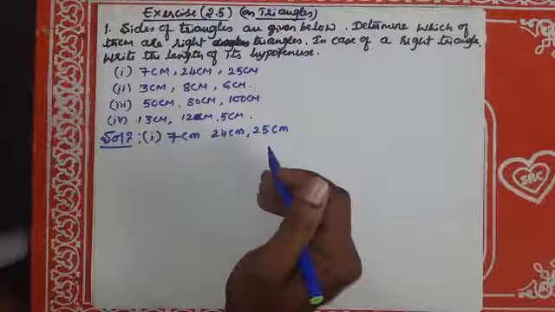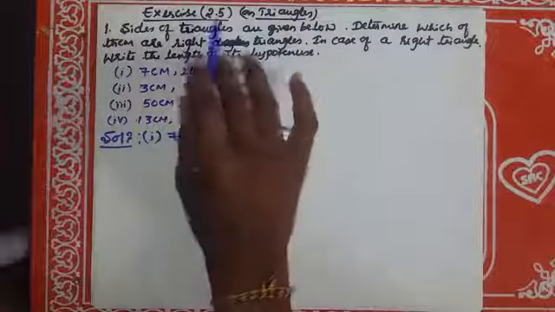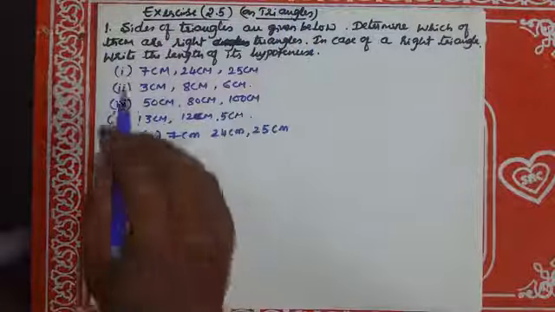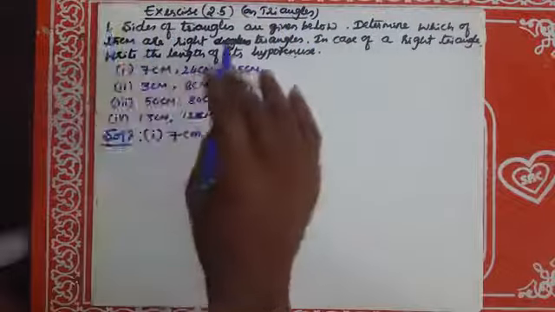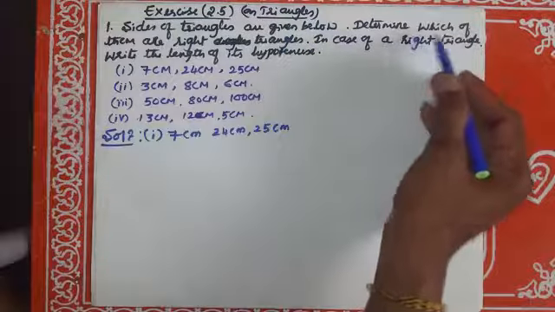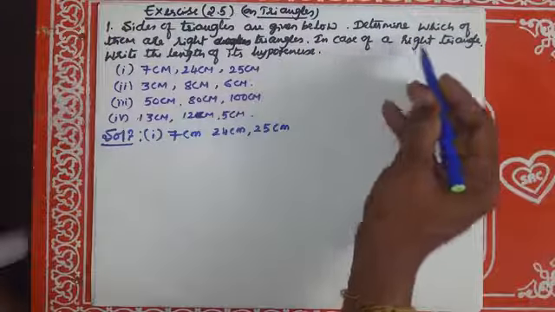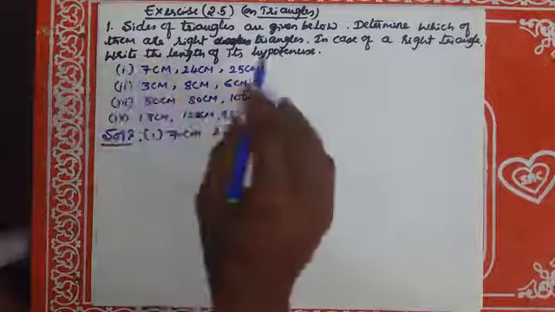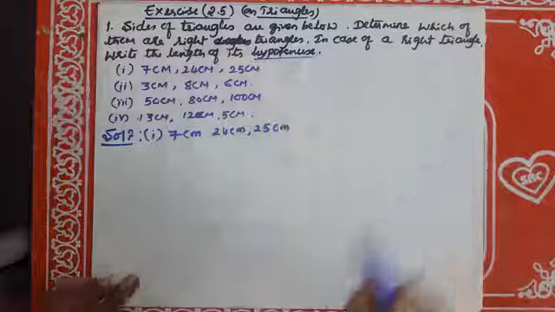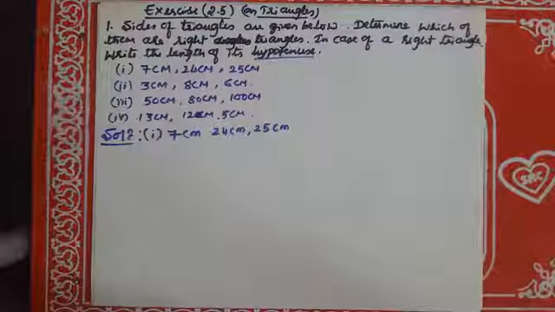Okay, dear students, today in this class we will discuss exercise 2.5 on triangles. First, the sides of triangles are given below. Determine which of them are right triangles. In case of a right triangle, write the length of its hypotenuse.